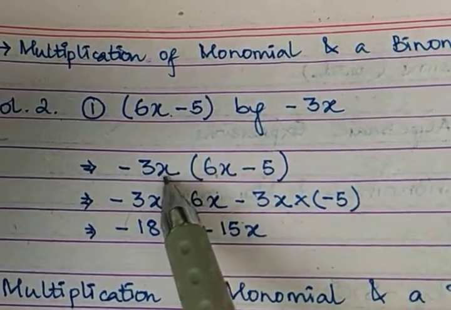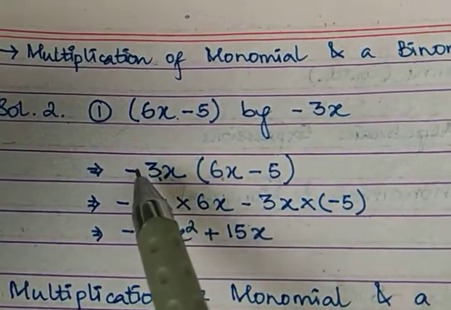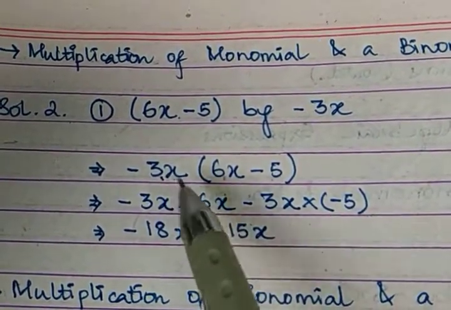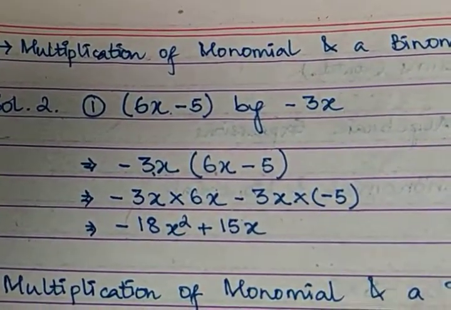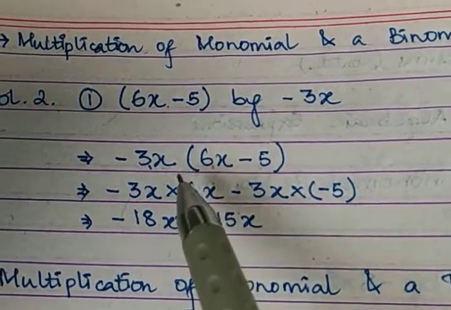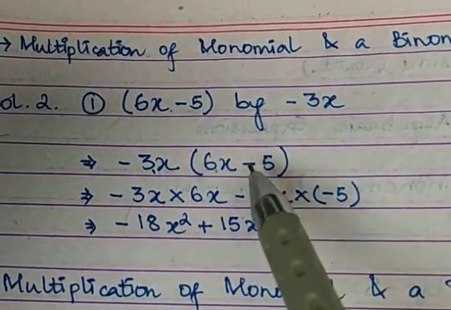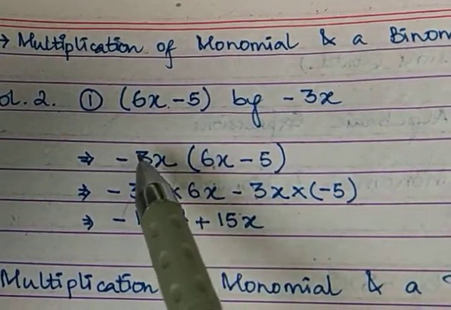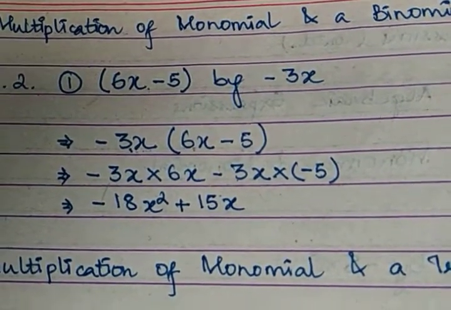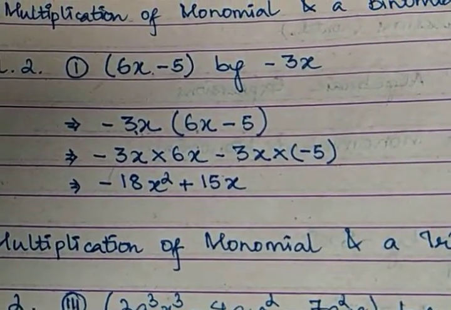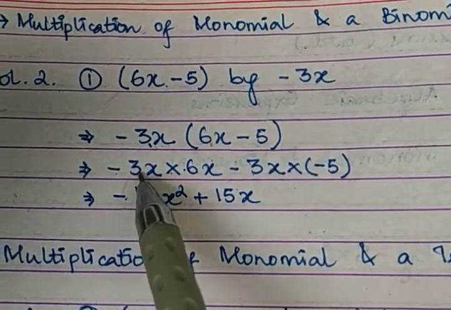So see what happens here. The monomial has to multiply both the terms of the binomial. That is why, see, minus 3x into 6x, and again minus 3x into minus 5. I'll repeat it again: minus 3x into 6x, minus 3x into minus 5. The monomial has to multiply both the terms of the binomial. Now, the BODMAS rule is simple: multiplication comes first.